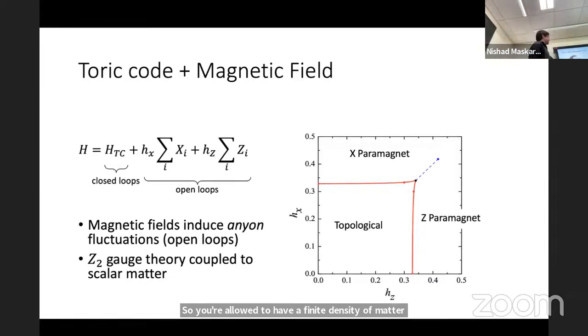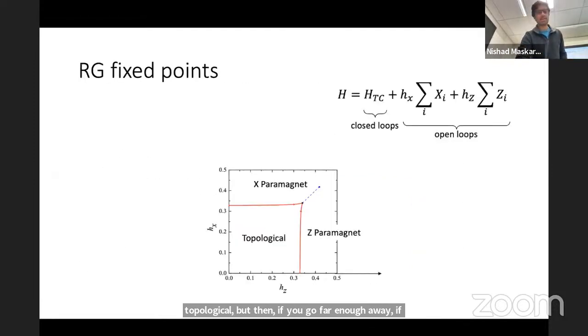And there's a famous phase diagram for this model where you have some finite robustness to these perturbations. Within this entire region here, the phase is still topological. But if you go far enough away, if you make these fields large enough, then you have a phase transition out of the topological phase.